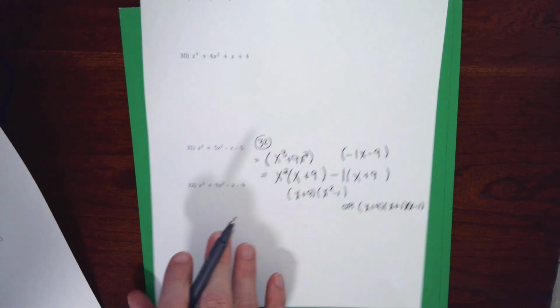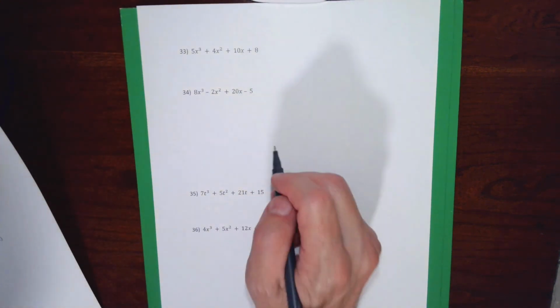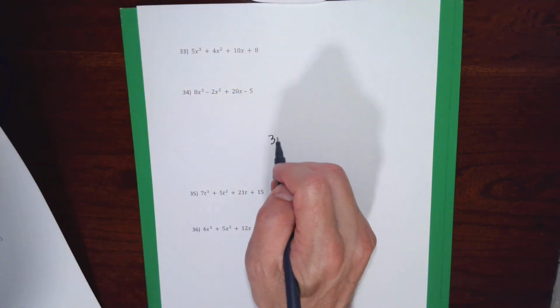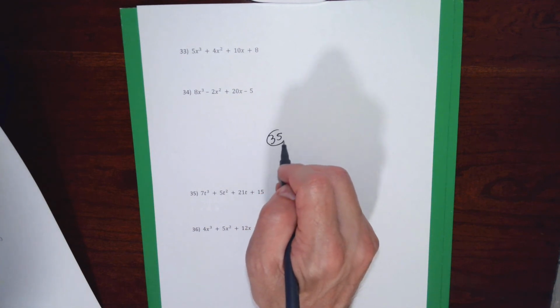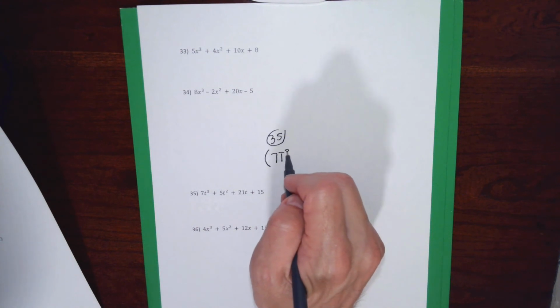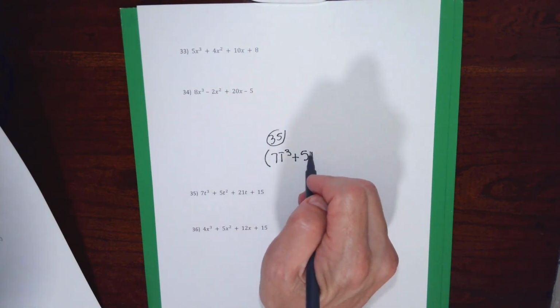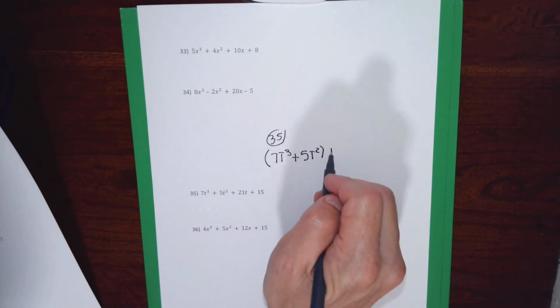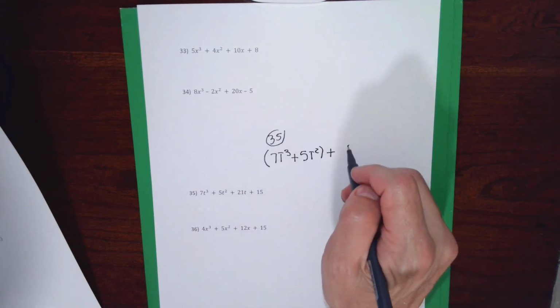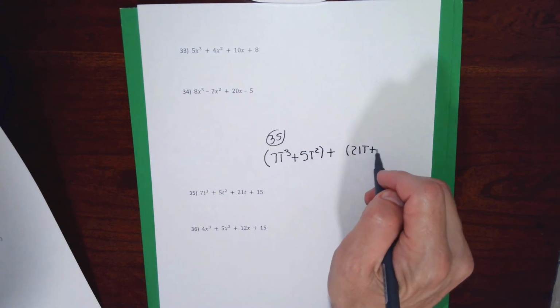Maybe one more. I'll sneak one of your problems. Let's do 35. So for 35, 7t cubed plus 5t squared, I'll throw in the first parentheses. Leave the plus sign between. And in the second parentheses, put a 21t plus 15.